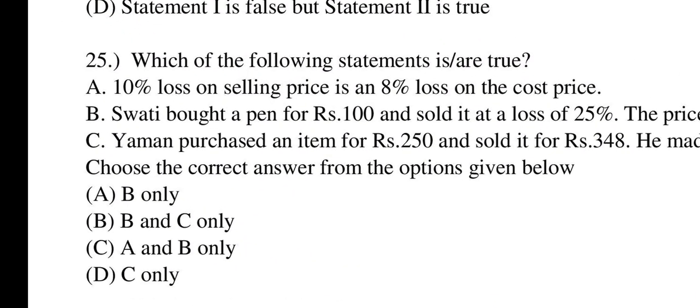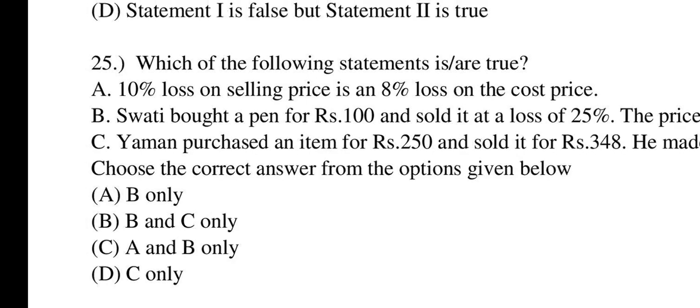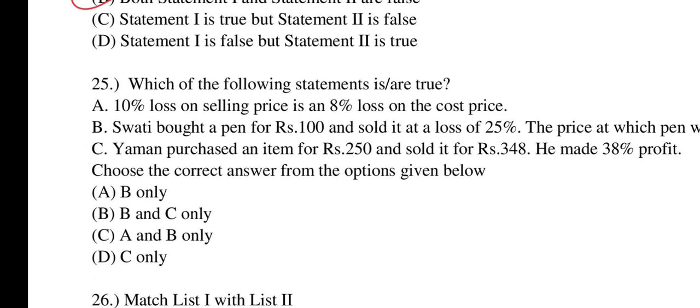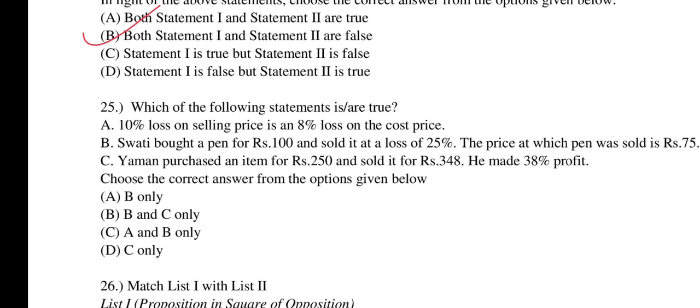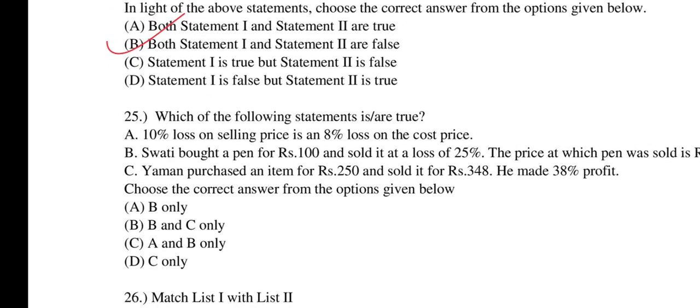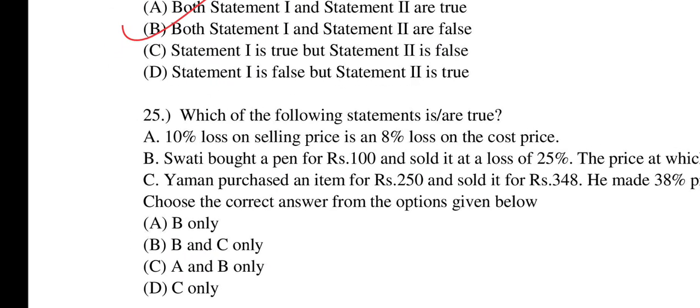25 says, which of the following statements are true? A: 10% loss on selling price and 8% loss on the cost price. B says, Swati bought a pen of Rs 100 and sold it at a loss of 25%. The price at which the pen was sold is Rs 75. C says, Yaman purchased an item of Rs 250 and sold it for Rs 348. He made 38% profit. Now choose the correct answer from the options given below: B only, B, C, A, B, C. For 25, the correct option will be B only.